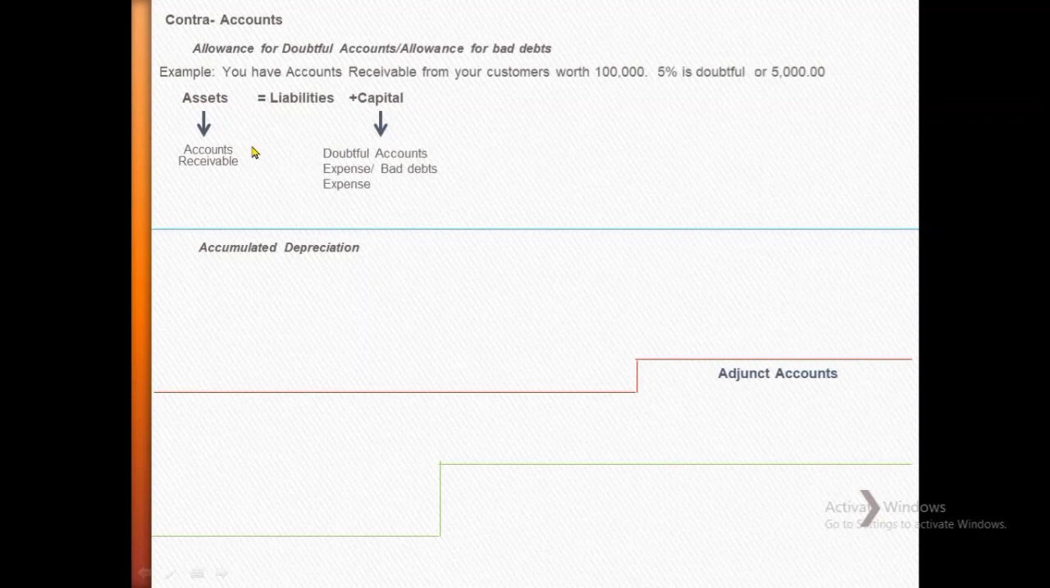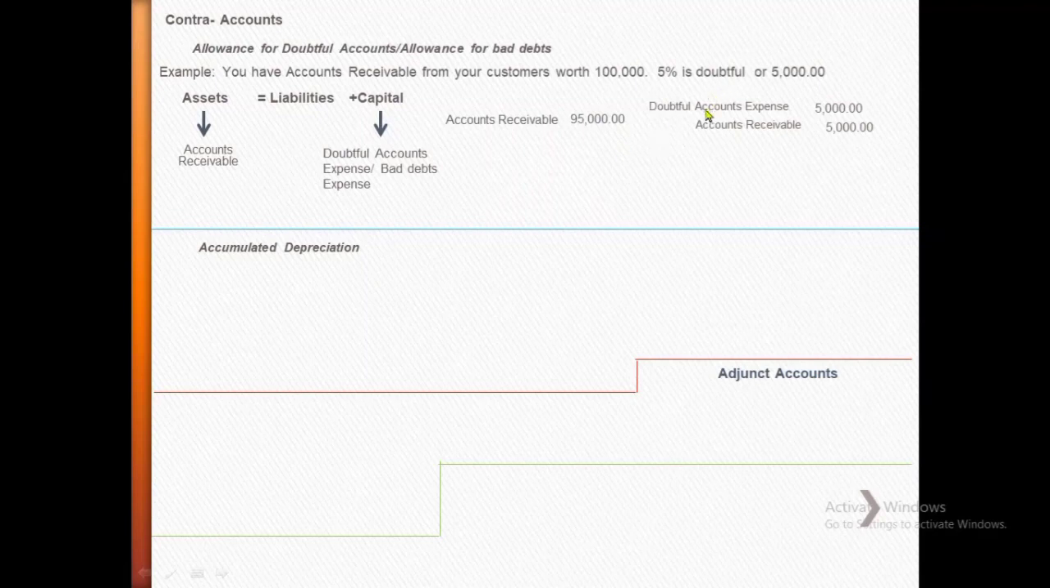So incorporating what we have learned a while ago, we can have entries which is debit, doubtful accounts expense, 5,000, the 5% of the total receivables. Why debit? Because the normal balance of an expense is debit, right? And take a look at the capital. It was decreased, right? And decrease in capital means debit. So I hope that's clear. Next is we credit the accounts receivable for 5,000 since it was decreased. So if we do that, then we will have a balance of accounts receivable of 95,000. That's 100,000 minus the 5,000 doubtful accounts.